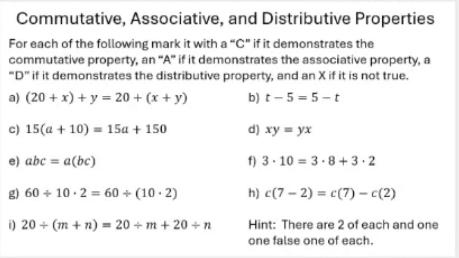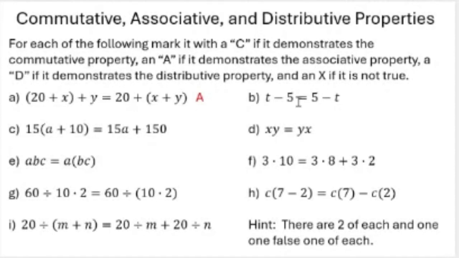Okay, let's take a look at these. So the first one, first thing I notice is I got a whole bunch of addition. And if I look at the left side, it says to add the 20 plus the x first and then add the y. But the right side, because of the bracket, says to add the x plus the y first and then add the 20. So this is the associative property. You have a whole bunch of addition, and you are showing that which ones you choose to add first don't actually matter.